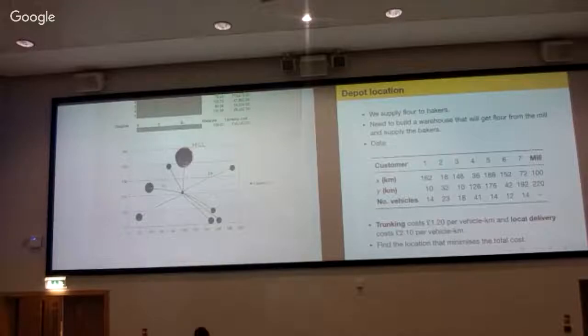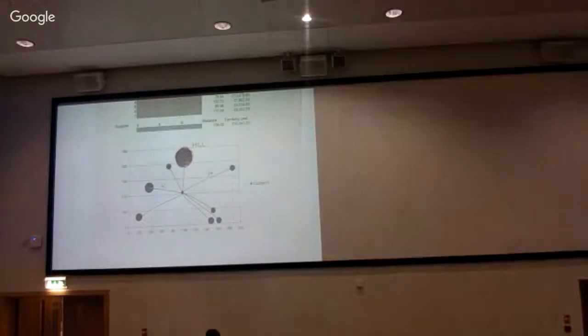Also, we'll be going quite often to the mill, but the mill is cheaper. It says there it only costs £1.20 per kilometre per vehicle load to get it from the mill, because we're taking a larger vehicle that's cheap to run. Whereas to the customers it costs £2.10 per vehicle kilometre to get it there. So we want to take care of that as well. So that's what we're going to do.